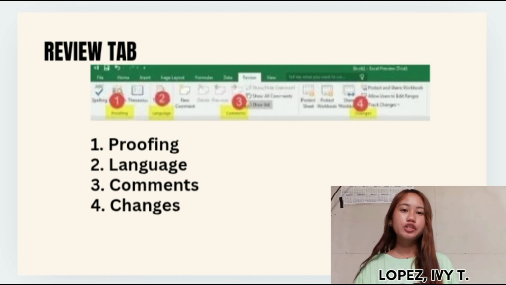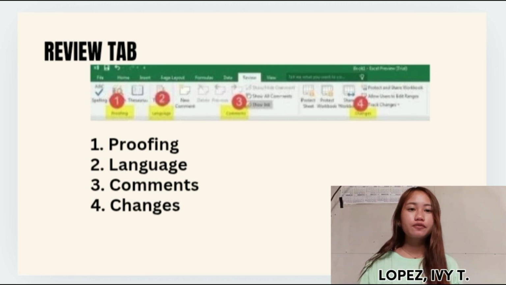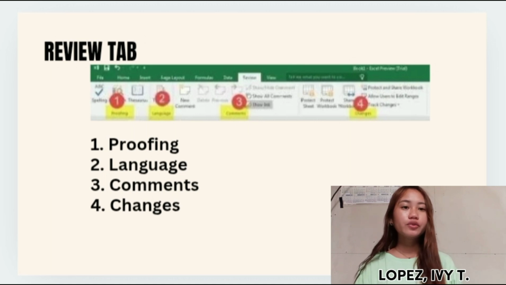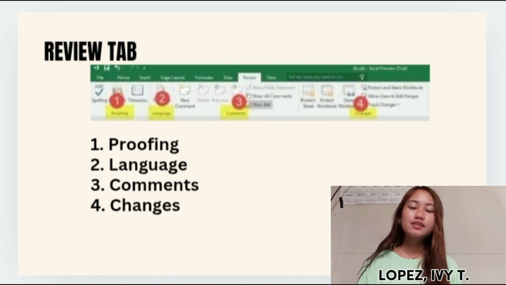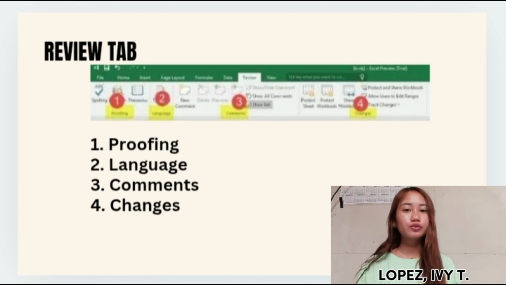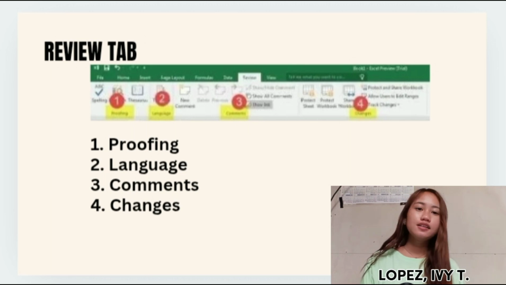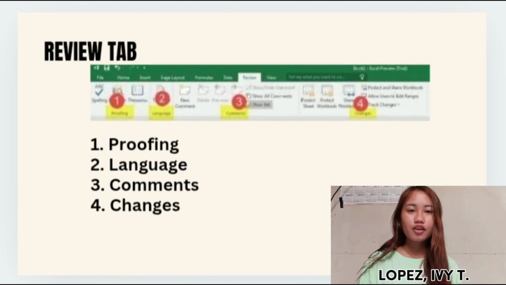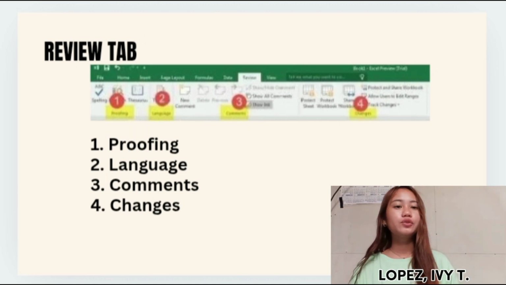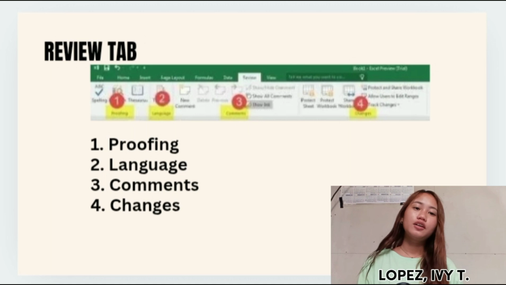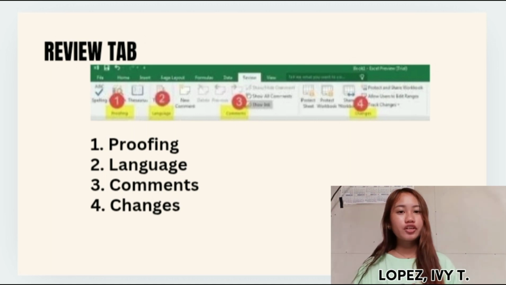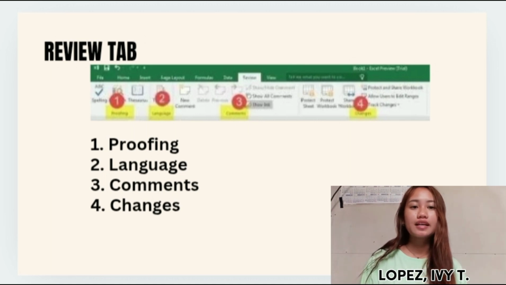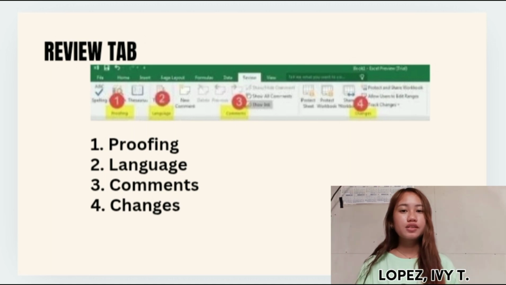Number 2 is Language. If you need to translate your Excel sheet from English to any other language, then you can use this feature. Number 3 is Comments. Comments are very helpful when you want to write an additional note for important cells. This helps users understand clearly the reason behind your calculations. Number 4 is Changes. If you want to keep track of the changes that are made, then you can use the Track Changes option here. Also, you can protect the worksheet or the workbook using a password from this option.